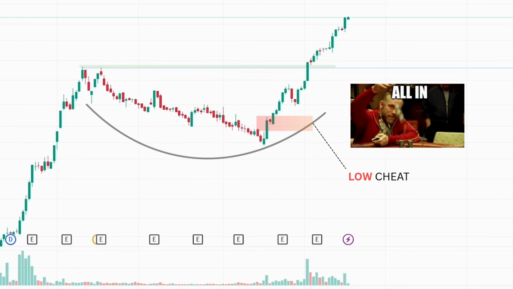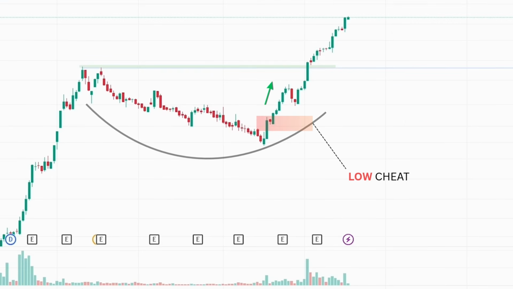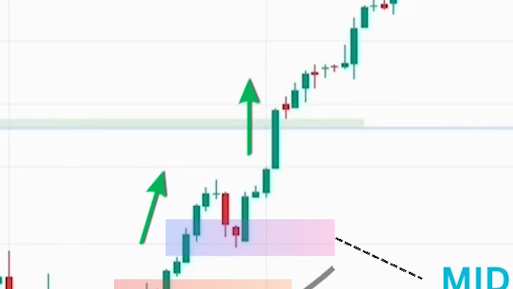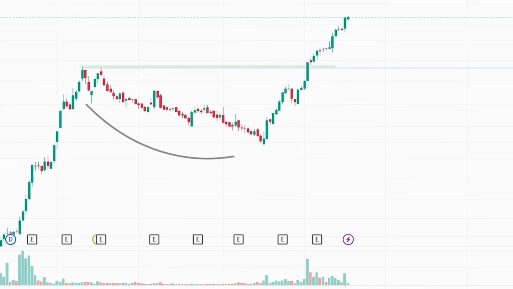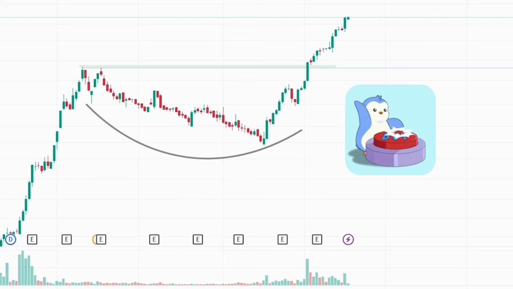And if the stock starts working, you can use those profits from your low cheat to finance your mid cheat position, which strengthens your overall trade and reduces your exposure. And finally, when the stock breaks out through the pivot, that's your true confirmation and you can scale up aggressively with conviction. That's how you build positions strategically, not emotionally. And that's exactly what Minervini means when he says you buy when you see strength, not when you hope for it.